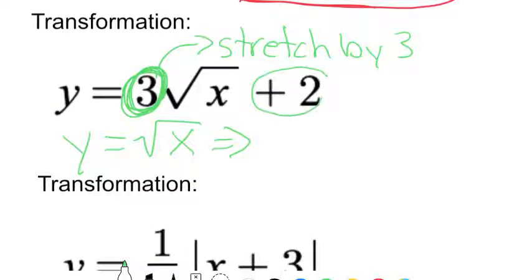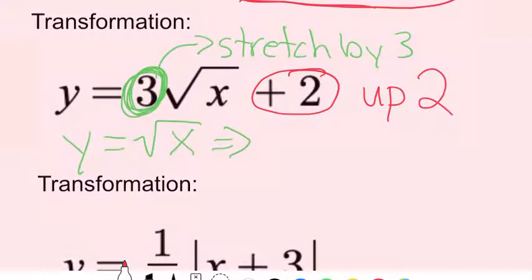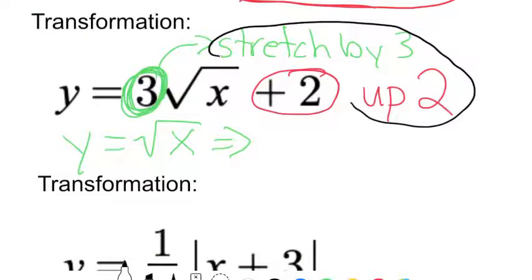This positive 2 is on the outside, so it's going to affect the y's. We're going to be good little children and be obedient to the sign. So this is going to tell us to go up 2. So there is our translation and transformation.